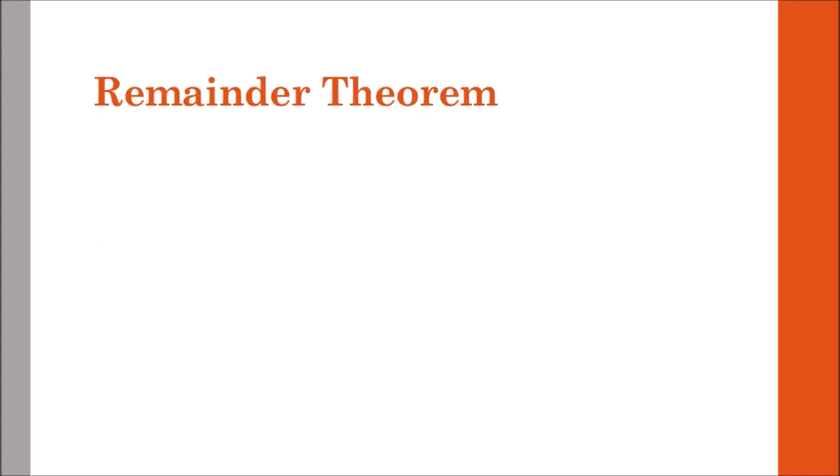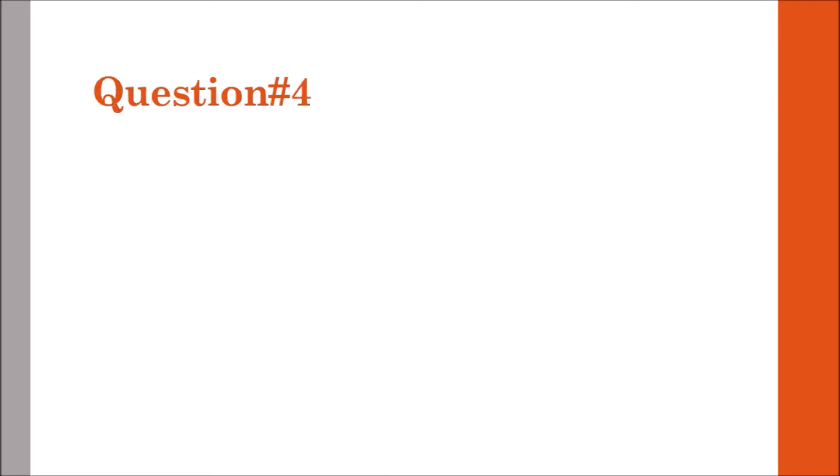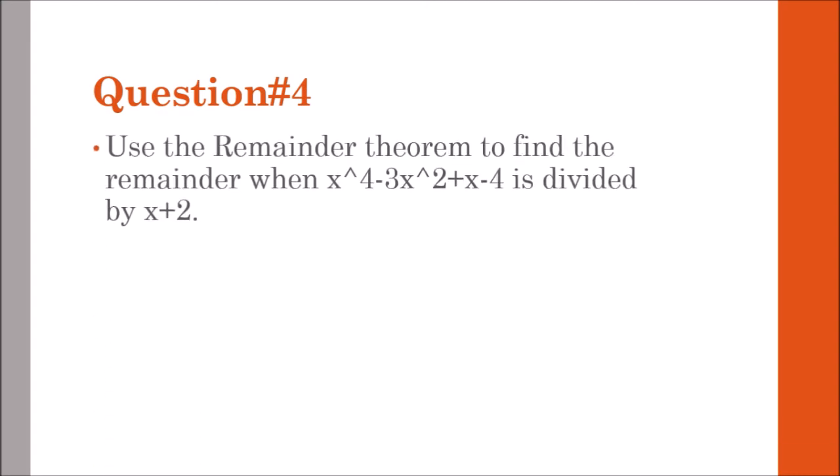For next question, we need to learn the remainder theorem. What is the remainder theorem? When a polynomial p(x) is divided by x minus k until a constant remainder r is obtained, then r equals p(k). Okay, our next question is: use the remainder theorem to find the remainder when x to the power of 4 minus 3x to the power of 2 plus x minus 4 is divided by x plus 2.